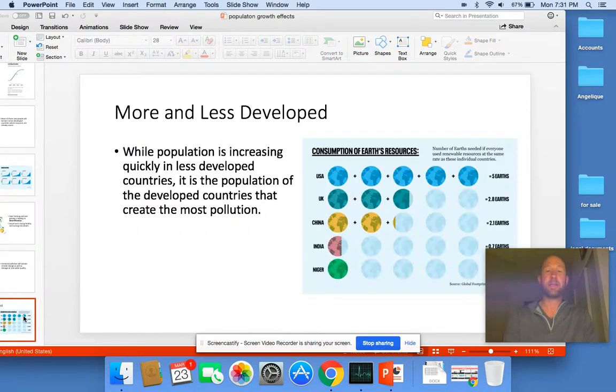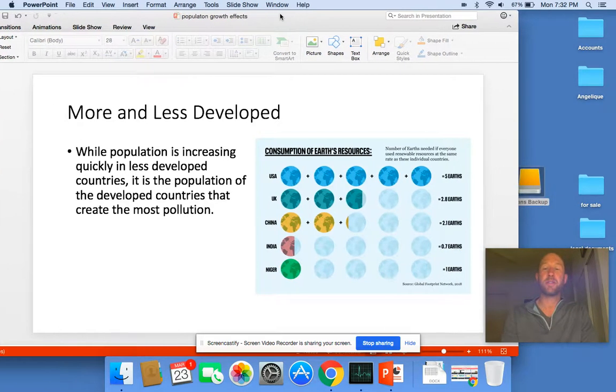And so taken together, when we put all of this together, population is increasing in the less developed countries. We need to make sure that they get to live a life as good as our life here in a rich, more developed country. But at the same time, we have to take ownership. It's the rich countries that are causing the pollution. We can't blame the poor countries for this.